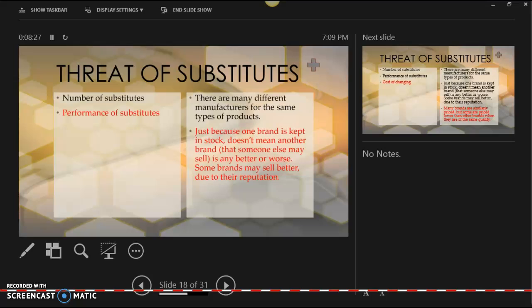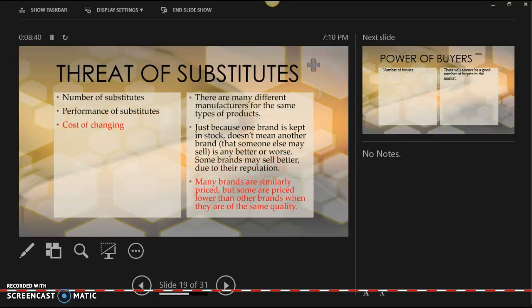Sometimes substitutes can be better. Sometimes substitutes are worse. You just got to kind of hope that, for the most part, they're all the same. But you got to hope that you're getting the one that people want to buy. And then the cost of changing. Many brands are similarly priced, but some are priced lower than others.